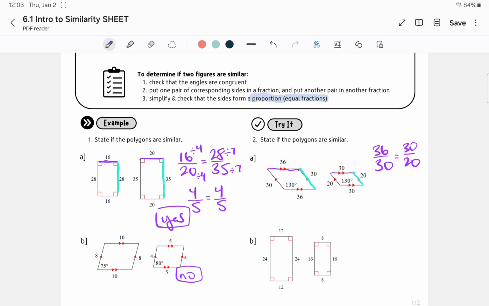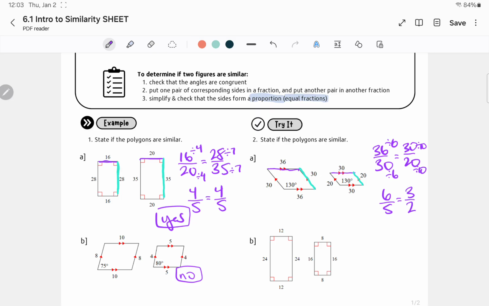So now let's simplify. 36 and 30, I can divide both of these by, now if I'm not sure, just start with the number 2 because they're both even. I can see the bigger number is 6, so I'm going to divide by 6, and I get 6 over 5. And now 30 and 20, I can divide those by 10, and that gives me 3 over 2.